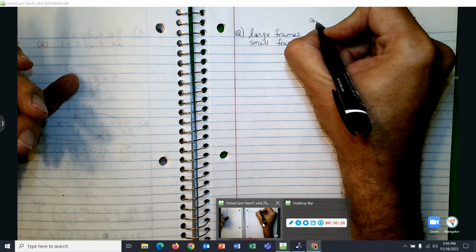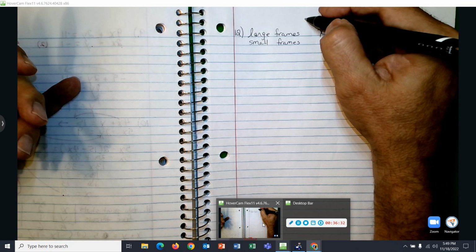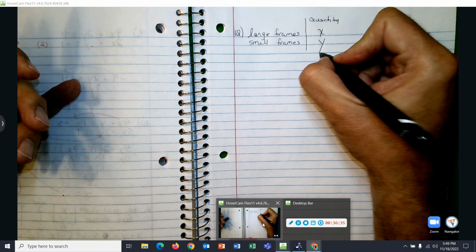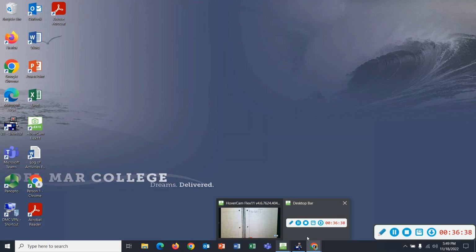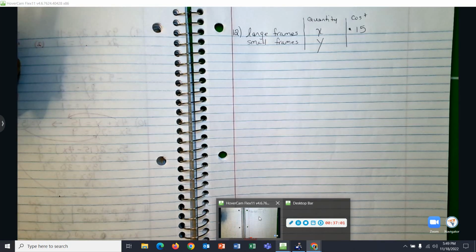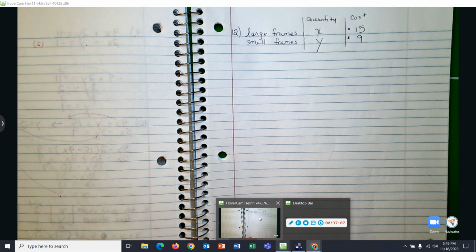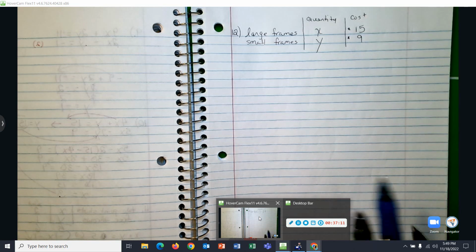So we're going to set this up similar to how we did those. Quantity. You want to know how many large frames and how many small frames. You'll notice how I keep going back and forth to the problem. And then instead of a points column, we have a cost column. The large frames cost $15 each. And the small frames, $9. So the large frames, $15, the small frames, $9. Oh, those little smudges are dollar signs. Okay.